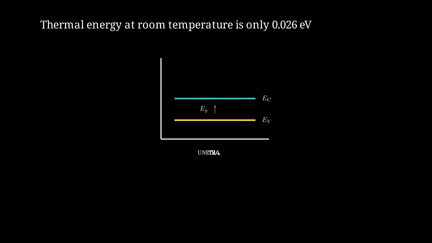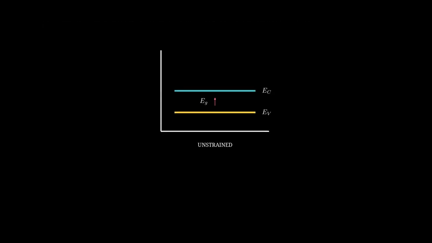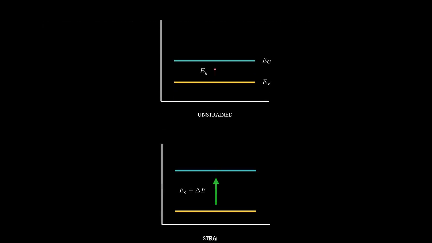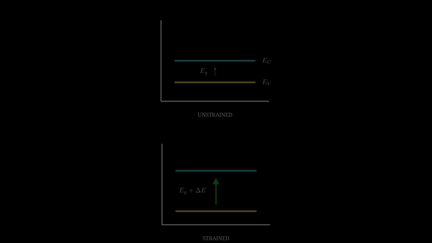In an unstrained semiconductor, the conduction and valence bands are separated by a fixed band gap energy. Under strain, both bands shift and the band gap increases by delta E, fundamentally changing the material's optical and electronic properties. One fascinating effect is flexoelectricity, where bending creates electrical polarization.